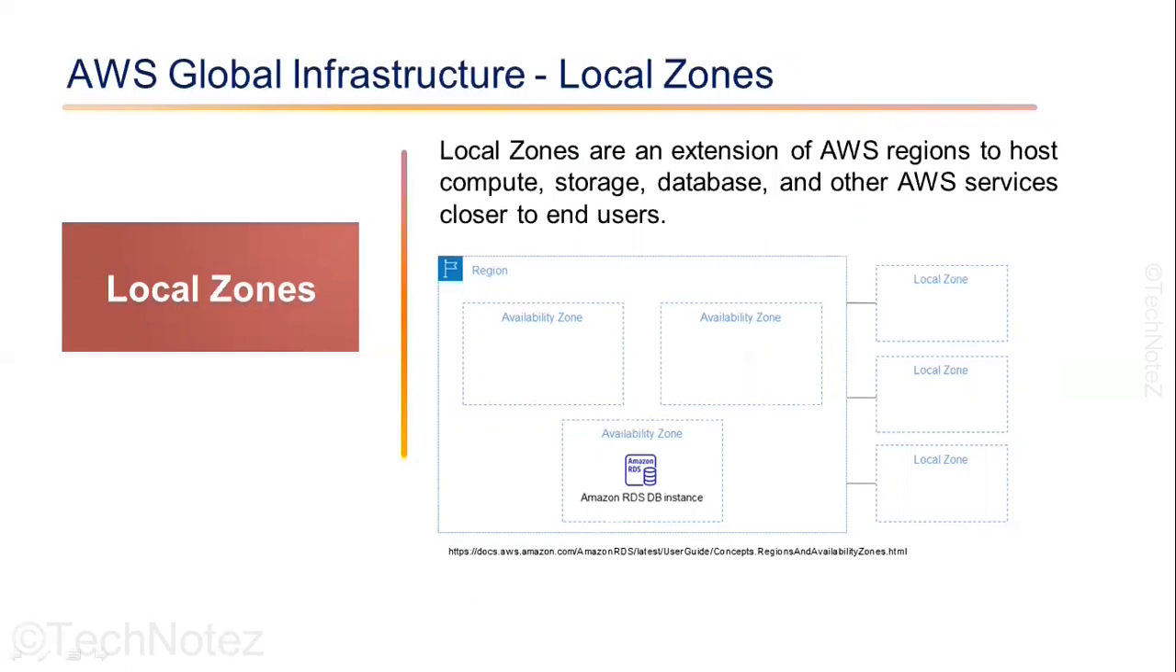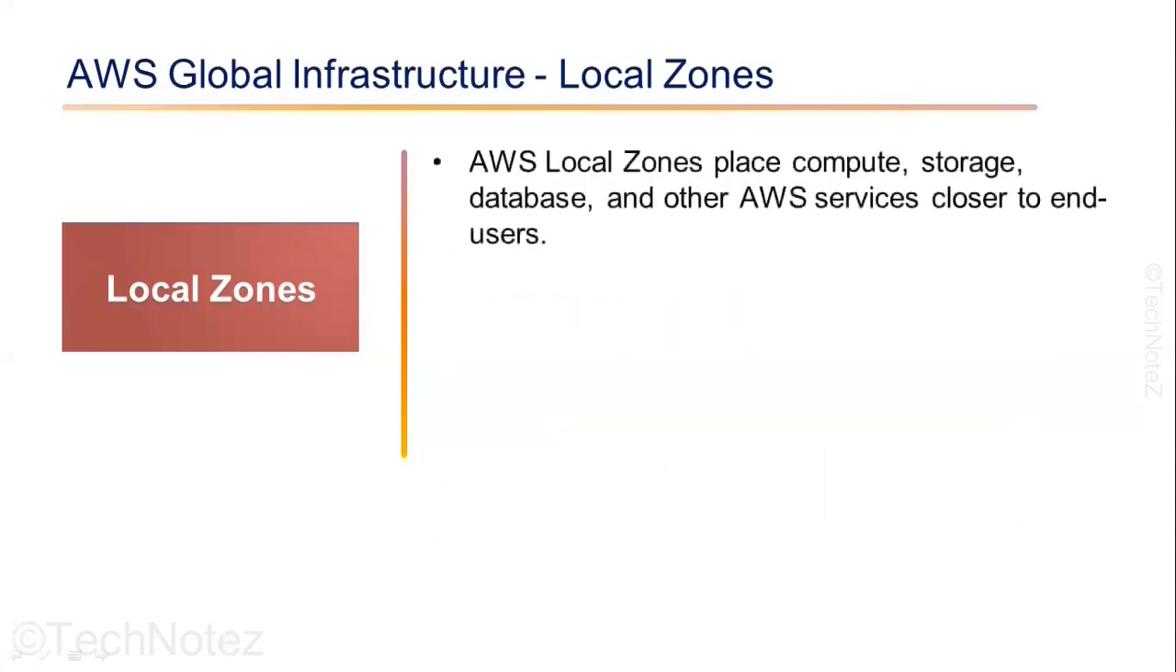You would like to host your infrastructure closer to the end users, and AWS can't build the data centers everywhere, so AWS came up with a solution of local zone. Local zones are like mini data centers that place compute, storage, database, and other AWS services closer to end users. You can place resources such as compute and storage at multiple locations closer to the end users.